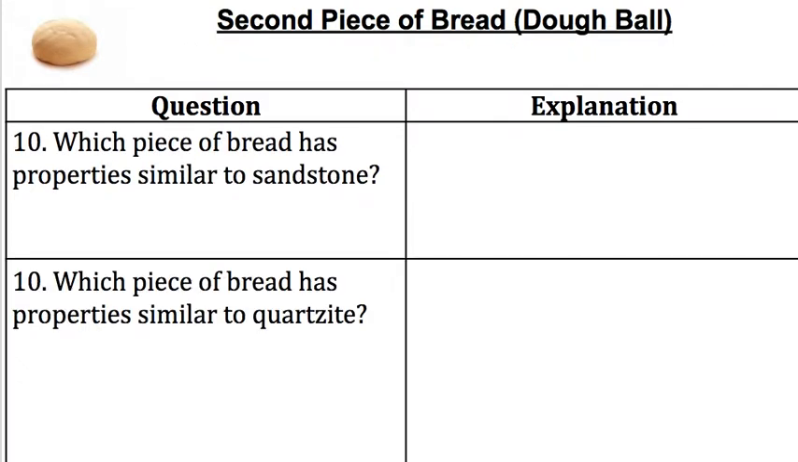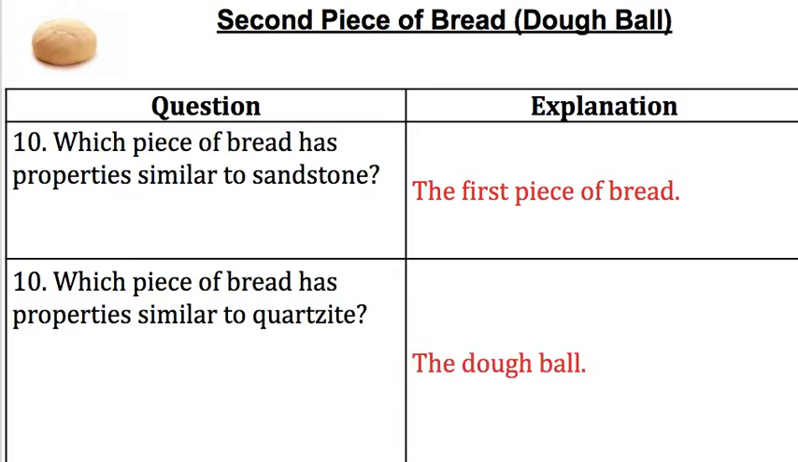Number 10, which piece of bread has properties similar to sandstone? That would be the first piece of bread, the non-dough ball. Which piece of bread has properties similar to quartzites? That would be the dough ball.